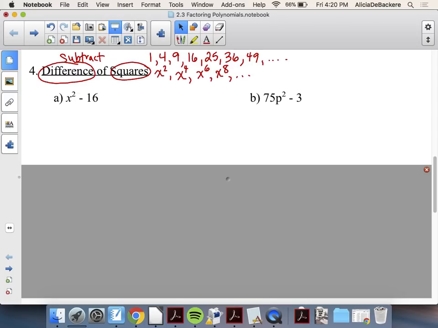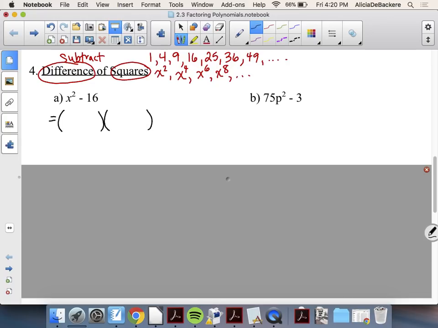So when I look at the first one, this is awesome. I've got two terms, they're being subtracted, and they're both perfect squares. Now, our trick for this is to take the square root of the first term. So x squared, the square root of x squared is x. X times x will give me the x squared back. Remember, I'm thinking about multiplying it back together. And then I want two numbers that multiply to give me negative 16. And with difference of squares, that number is always going to come from the square root of 16. Now the square root of 16 is 4. But when I multiply this together, I want to get negative 16. So I need one of them to be positive and one of them to be negative.